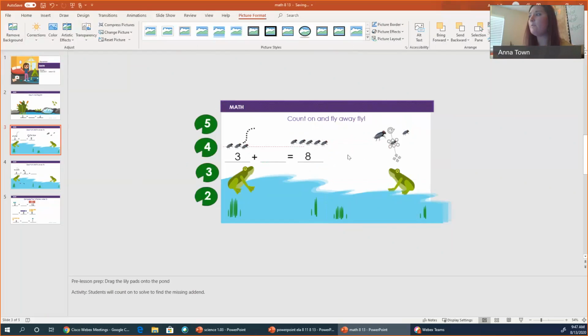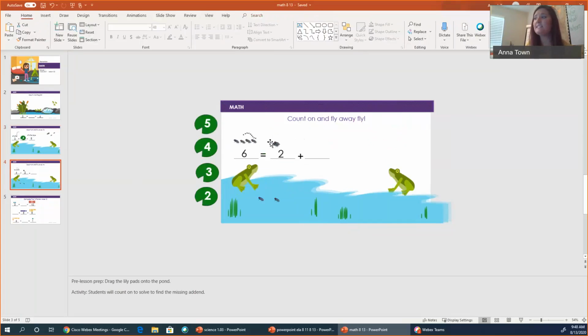Let's count to see how many we're left with. 1, 2, 3, 4, 5. That means 5 was our missing number. 3 plus 5 is equal to 8. And how you can double check that is you can count now all of the beetles that we have here together. Leave out the ones that we have to the side. So 1, 2, 3, 4, 5, 6, 7, 8. Yay! 3 plus 5 is 8.